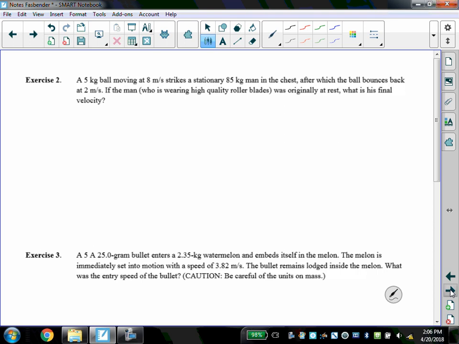Okay, so there's a lot of information here. Let's try to write it all down in a knowns table. So we've got a 5-kilogram ball, and it is initially moving at 8 meters per second. We've got an 85-kilogram man.